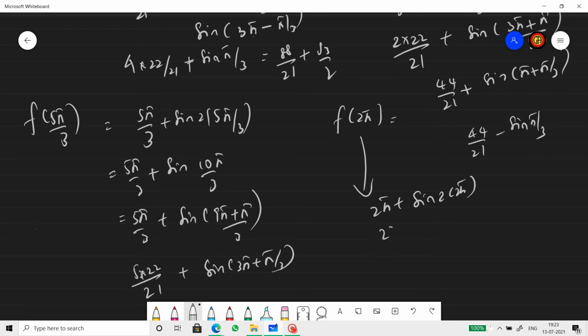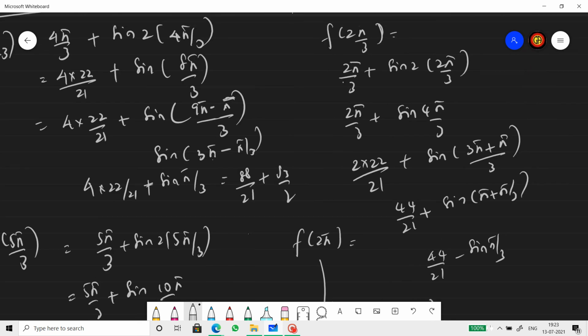And then 2 pi plus sine 2 times 2 pi. 2 into 22 by 7 plus sine 4 pi. Sine 4 pi is 0. So 44 by 7. Maybe this is the maximum out of all, and at 0 only you get the minimum value. So this is how we find the maximum and minimum of this.